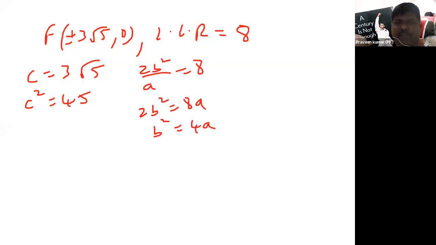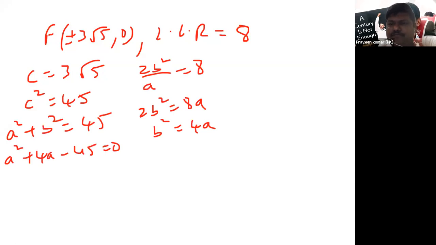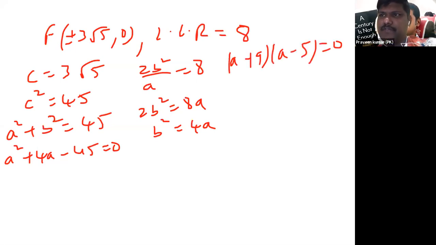C square formula: a square plus b square equal to 45. Substitute in place of b square, 4a. A square plus 4a minus 45 is equal to 0. Then what is the answer you will get? 9 5s are 45. So a plus 9 into a minus 5 is 0. A is equal to 5.